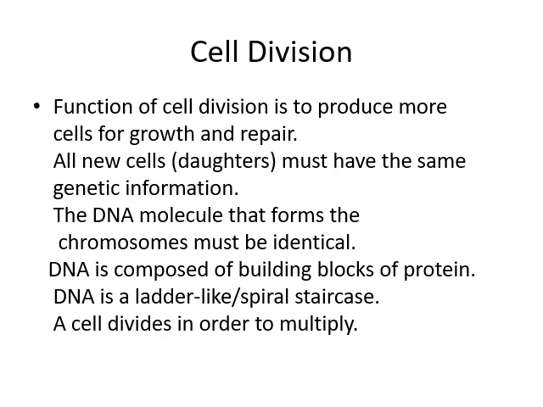So the function of cell division is to produce more cells for growth and repair. All new cells, which are called daughters, must have the same genetic information. That DNA, the deoxyribonucleic acid, found in the nucleus of each cell. The DNA molecule that forms the chromosomes must be identical. DNA is composed of building blocks of protein, and it is in the shape of a ladder-like spiral staircase. Cells divide in order to multiply.